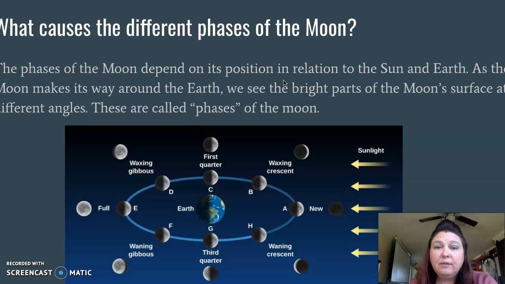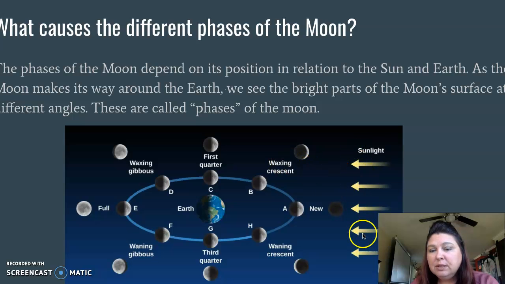What causes the different phases of the moon, though? Well, the phases of the moon depend on its position in relation to the sun and the Earth. As the moon makes its way around the Earth, we see the bright parts of the moon surface at different angles. These are called the phases of the moon.